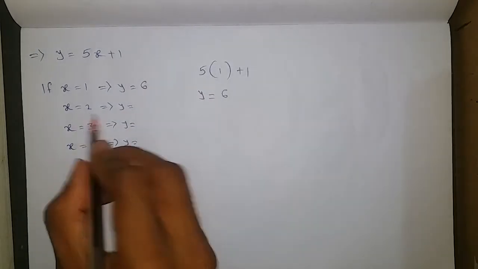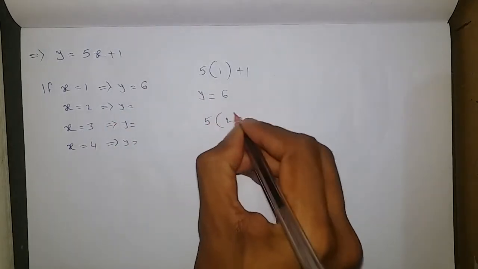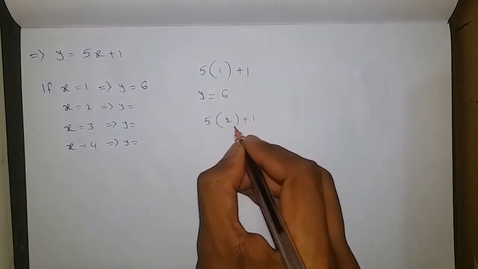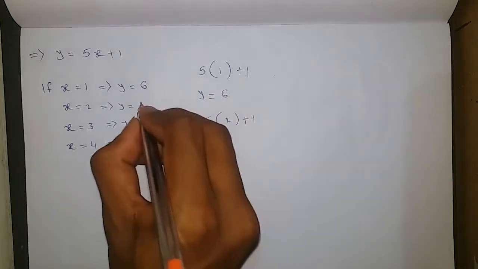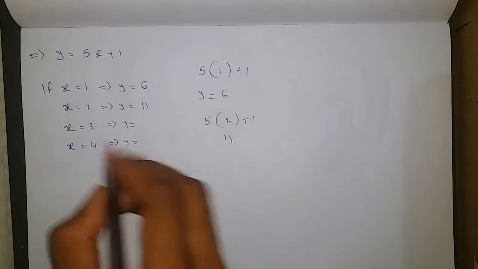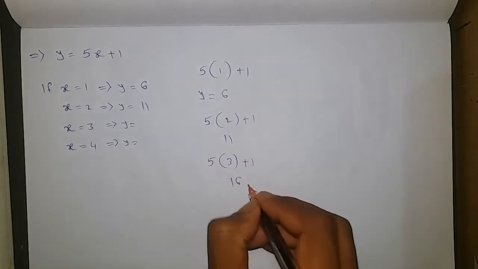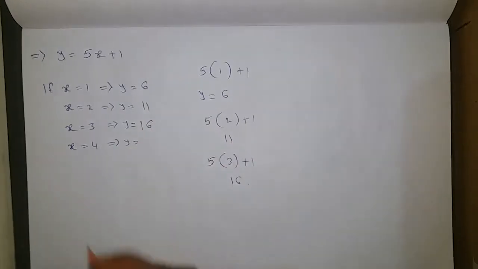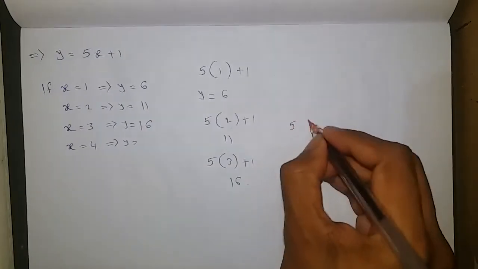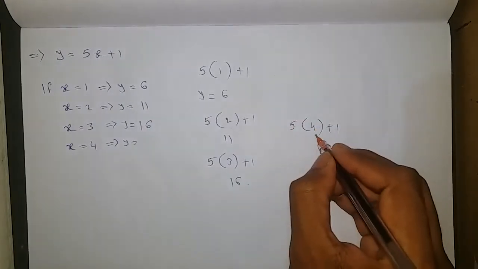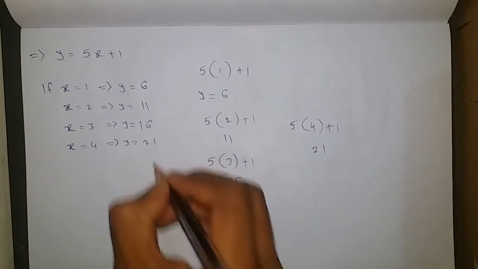Next, substituting 2. 5 into 2 plus 1. 5 2s are 10 plus 1, 11. That 11 I am writing here. Next, substituting 3. 5 3s are 15 plus 1, 16. That 16 I am writing here. x is equal to 4. 5 times 4 plus 1. 5 4s are 20 plus 1, 21.